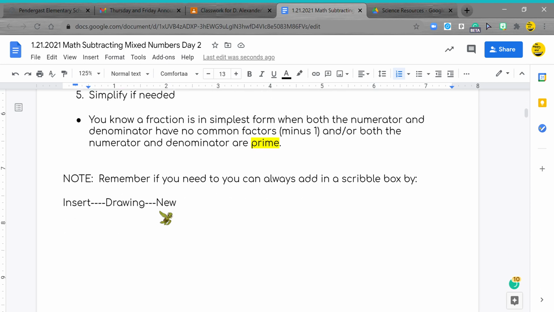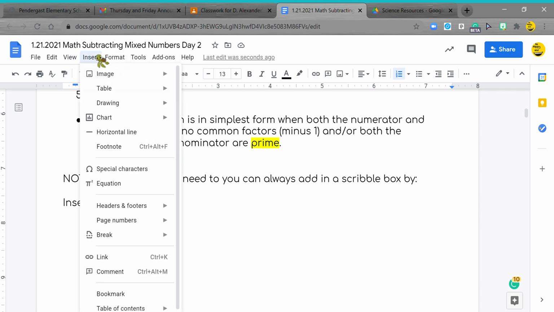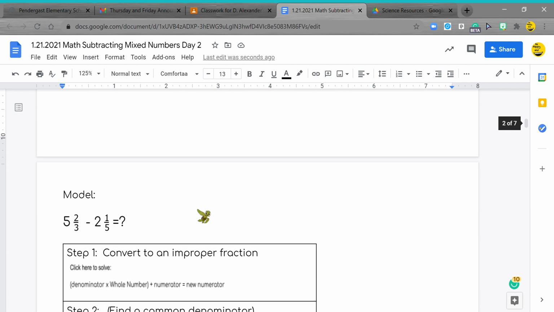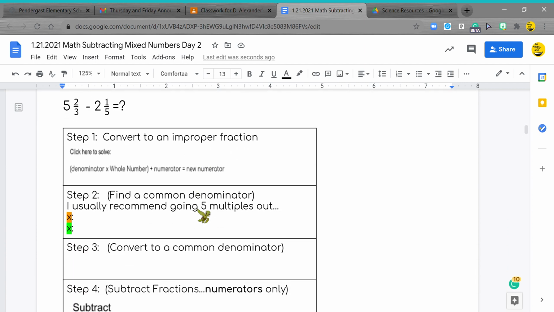Now remember, if you need to insert a drawing box, you're going to hit Insert, Drawing, and New. Make sure you know where your cursor is, because wherever the cursor is, that's where the box is going to go. So here's our model problem.